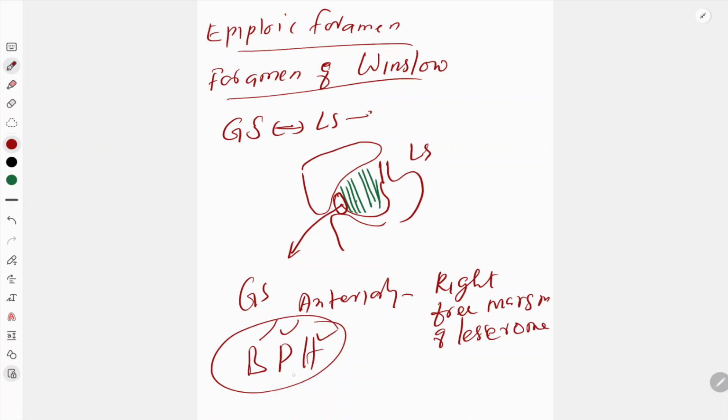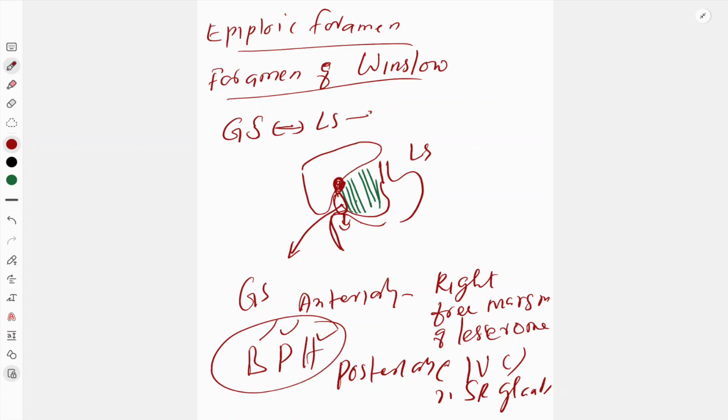Posteriorly we have two structures. Posteriorly, what structures are there? We have the IVC, inferior vena cava, and the right suprarenal gland is present behind. Then above, what is there above this area? Superiorly we have the caudate lobe of the liver, and inferiorly this is the first part of the duodenum. So these are the boundaries of the epiploic foramen.